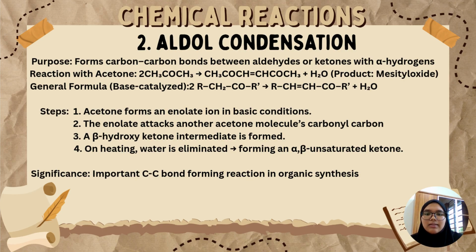The general formula, base catalyzed, is 2 RCH2COR' produces RCH=CHCOR' plus H2O. So the steps: first, acetone forms an enolate ion in basic condition. The enolate attacks another acetone molecule's carbonyl carbon, and a beta-hydroxyketone intermediate is formed. On heating, water is eliminated, forming an alpha, beta unsaturated ketone.